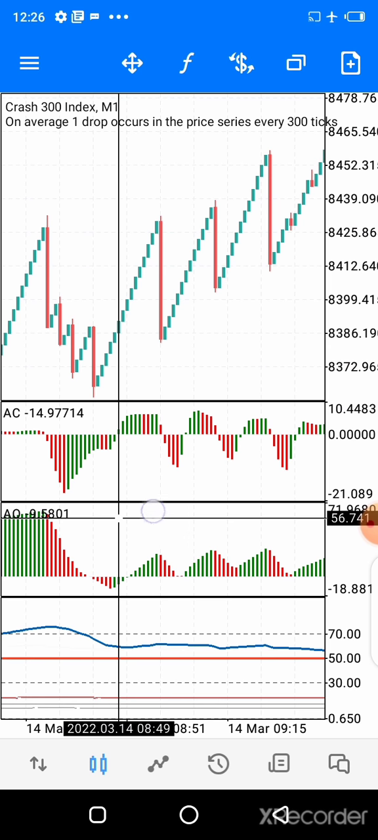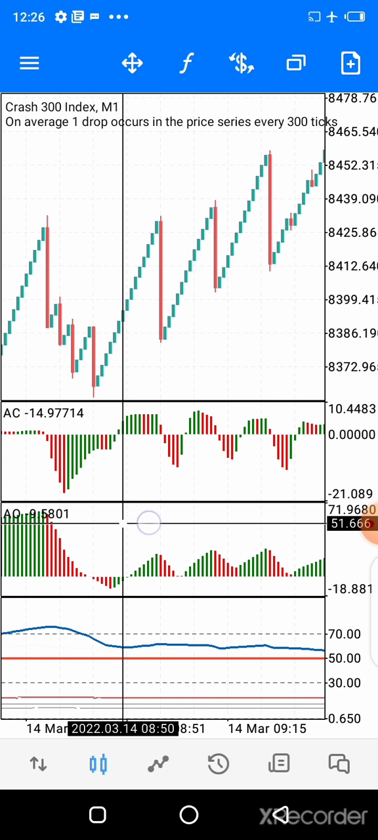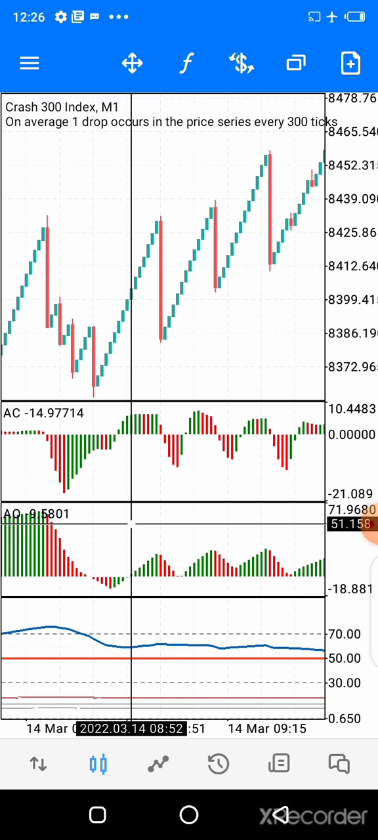We start from where it turns green here, on your Awesome Oscillator, right? You take your 1, 2, 3, 4 candles. Please, I know that the candle in your Accelerator Oscillator is still green, and on your Awesome Oscillator is still green. Please avoid that temptation.